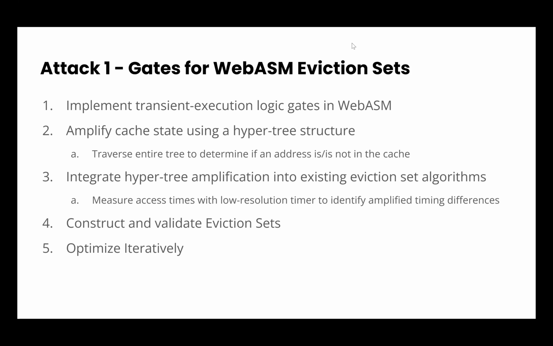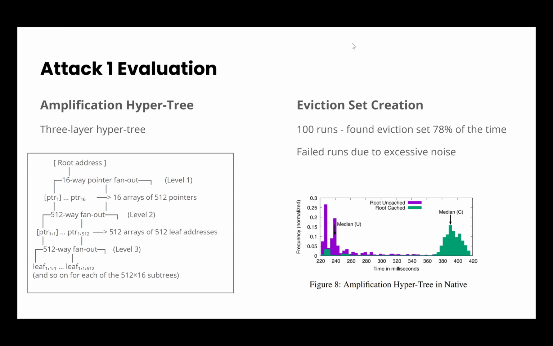So by integrating hypertree amplification into existing eviction algorithms, they don't talk about the algorithms themselves in detail in the paper, they're able to measure access time using the low resolution timer by just increasing the length of the access time itself to identify the amplified timing differences. And then constructing and validating eviction sets and optimizing iteratively, we'll talk about in the next slide, which is the evaluation.